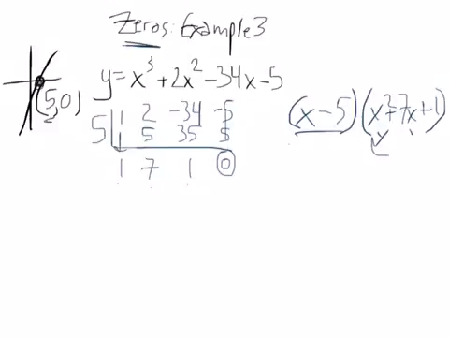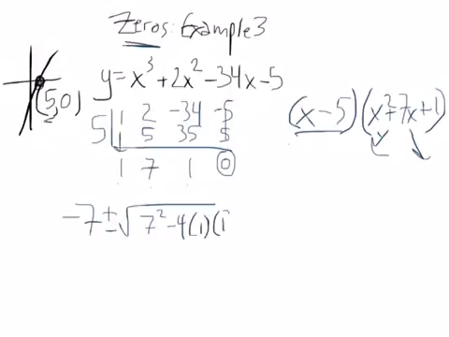So I need to either try and factor that or run it through the quadratic formula. I'm not going to be able to factor that, so I'll run it through the quadratic formula. Negative b plus or minus the square root of b squared minus 4 times a times c, all over 2 times a.